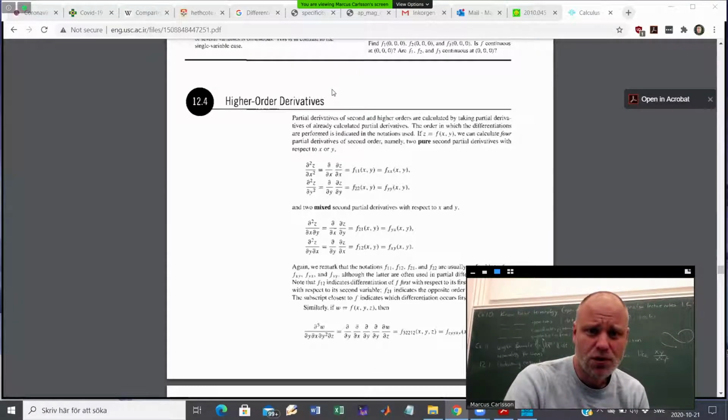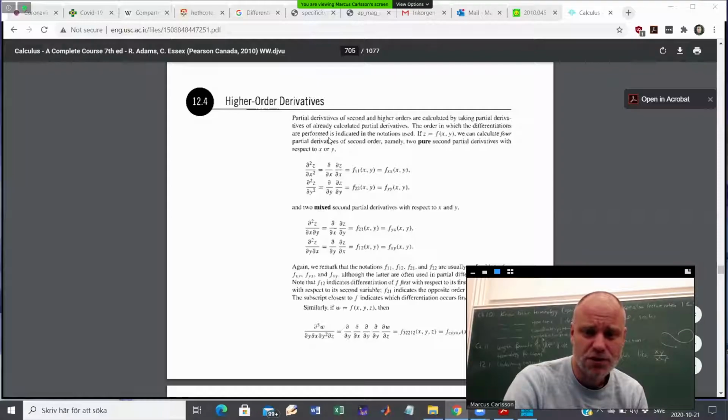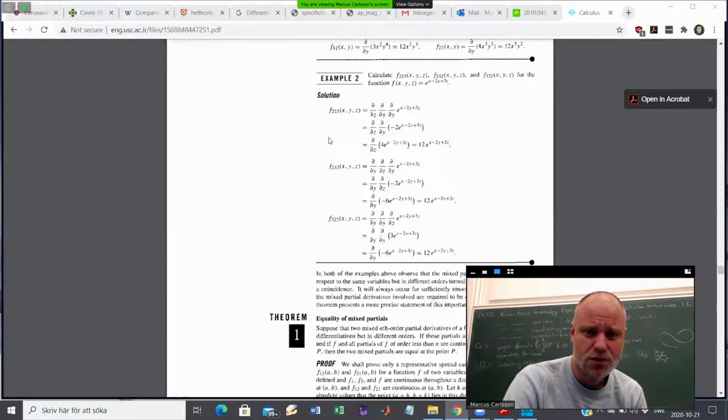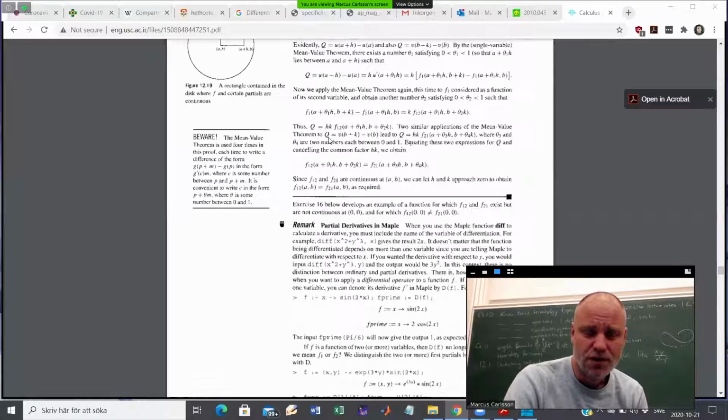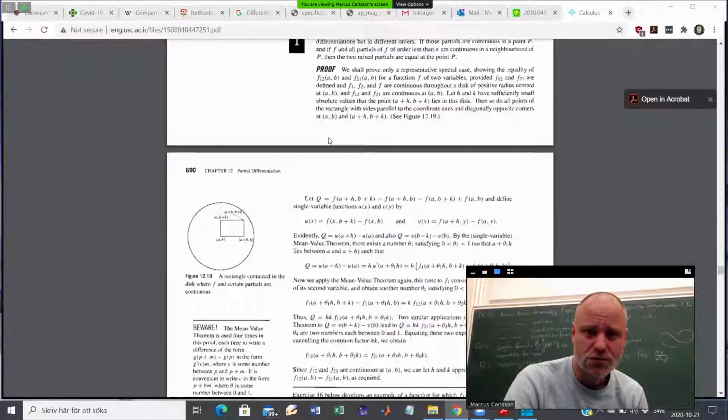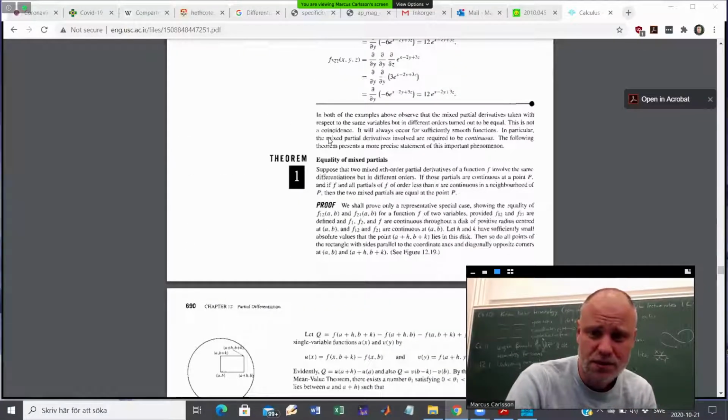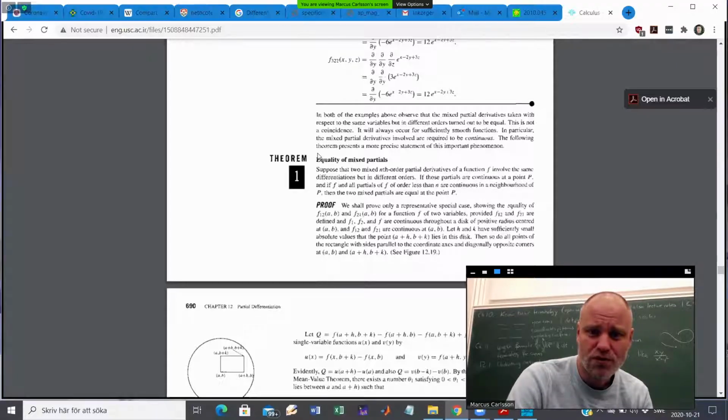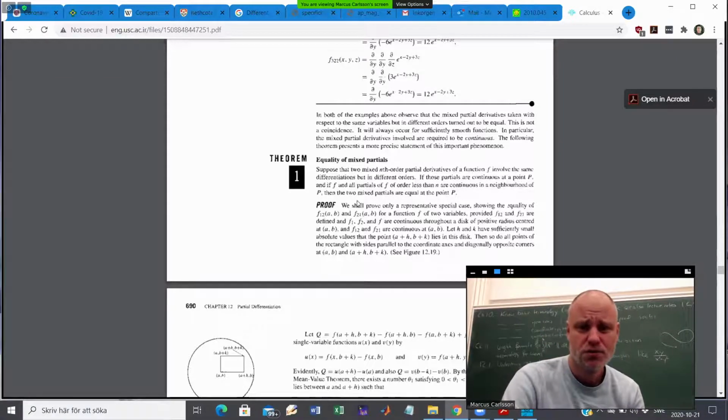They don't come to this differentiability until a bit later. So here they do higher order derivatives, which is nothing much to say. You just keep on differentiating and you get new functions. But there's the theorem, the equality of the mixed partials. And of course, this is one of the important theorems of the course. So this you should know.